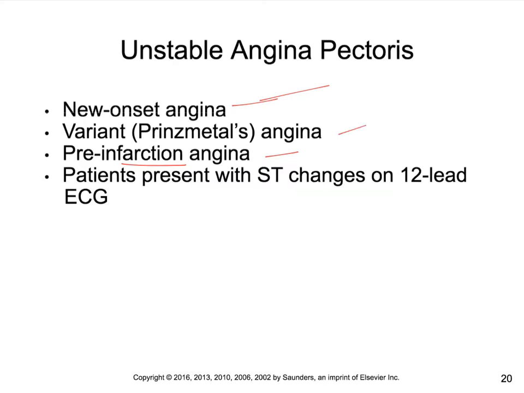Variant Prinzmetal's angina is just a specific term for chest pain that means spasms. Spasms of the arterial wall, and that's due to the thrombus, the clot there.